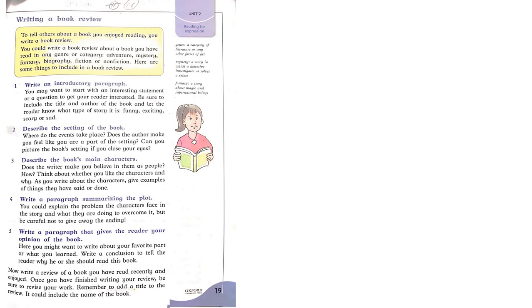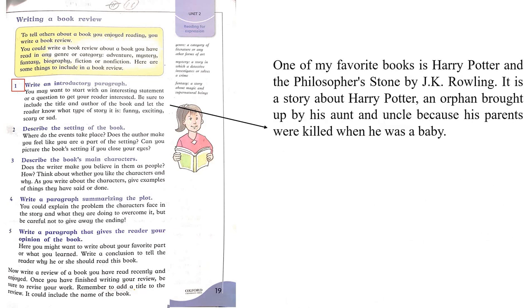After selecting the story, they are supposed to attempt question number one, that is, write an introductory paragraph. For me, I have selected a fantasy story, Harry Potter, and I have brought the introductory paragraph of it. One of my favorite books is Harry Potter and the Philosopher's Stone by J.K. Rowling. It is a story about Harry Potter, an orphan brought up by his aunt and uncle because his parents were killed when he was a baby.